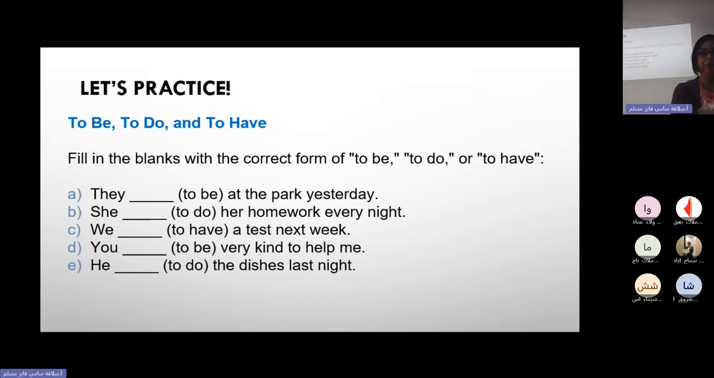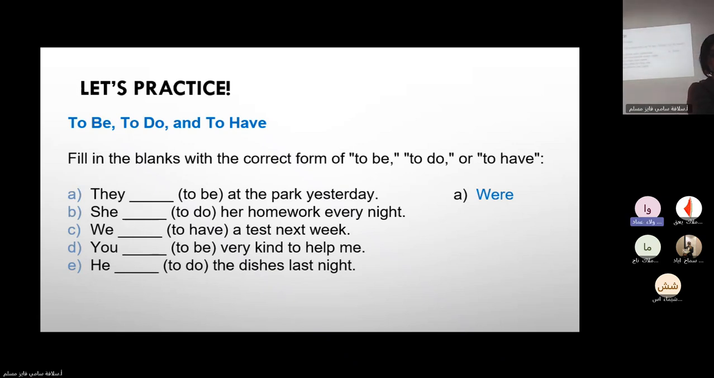The first one. Okay, they were at the park yesterday. ليش were? Because they are plural and yesterday it's a past. Exactly, because yesterday is in the past and they is plural. مش they was, they were. Okay? At the park yesterday. يلا يا ولا اللي بعد.